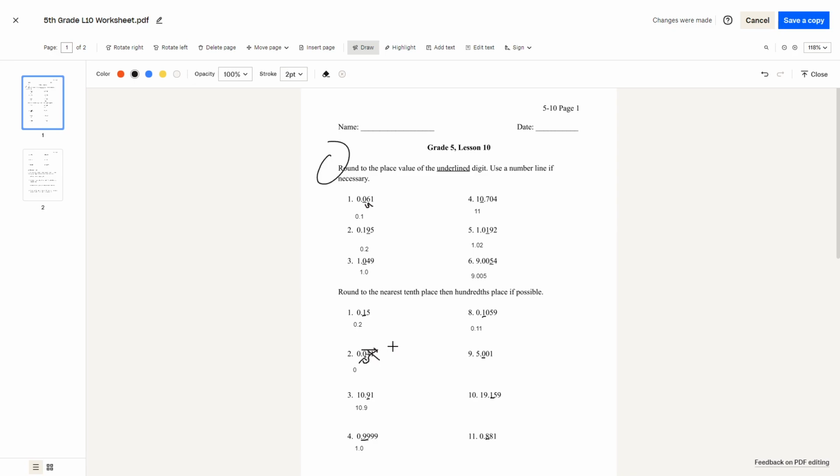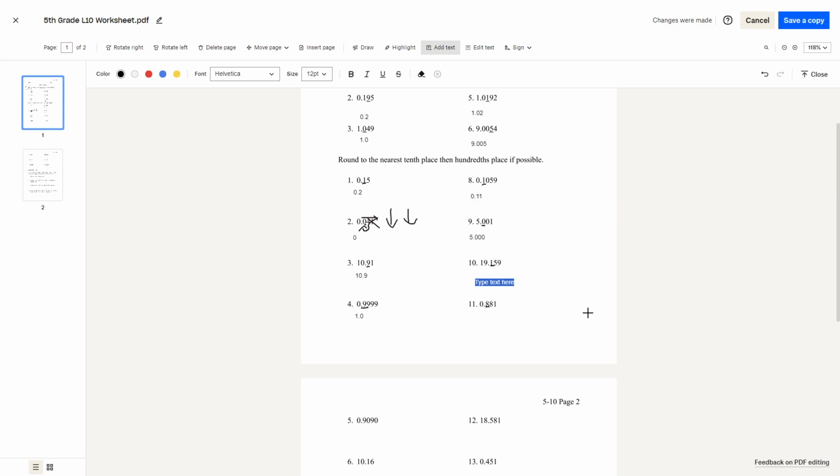Since the number is rounded down, and the hundredths place would also round down, seeing as the number that's x'd out here is a 1, that means there's nothing else to round. Therefore, you don't need to worry about rounding to the hundredths place in that question. Question number 9, 5.001. The answer is 5.000.